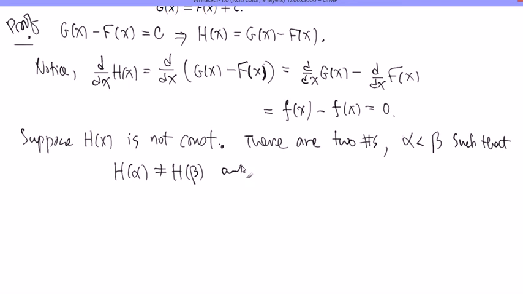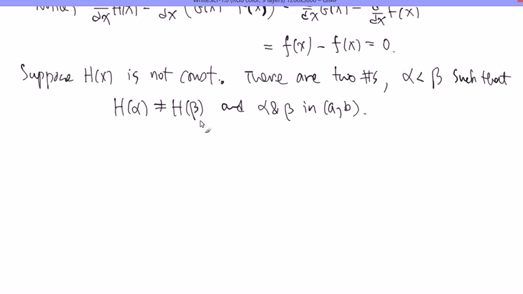And alpha and beta are in that interval. Everything is happening inside that interval, a to b. Correct? All right. So how can we break this one down? h of alpha minus h of beta is different. So this part from here was actually specified in an advanced problem.